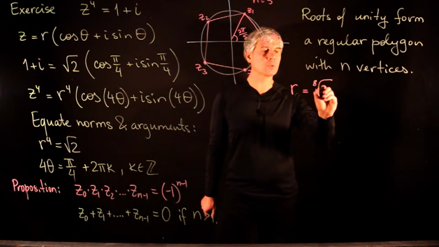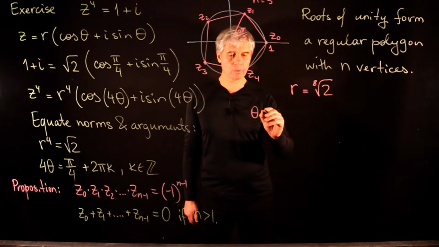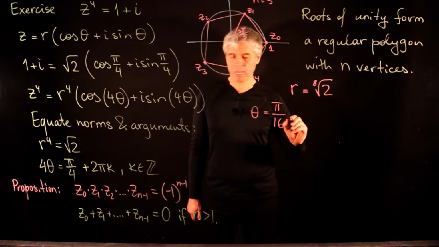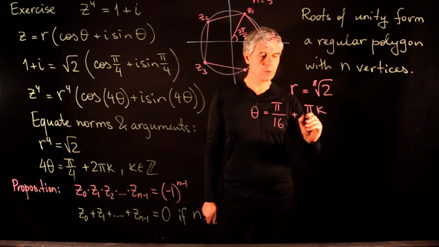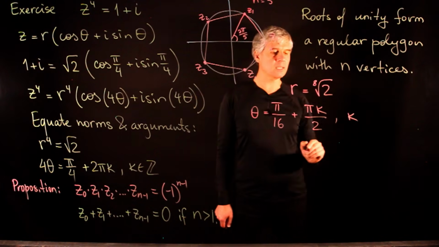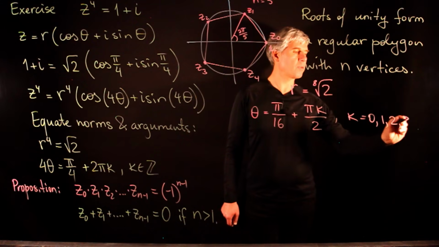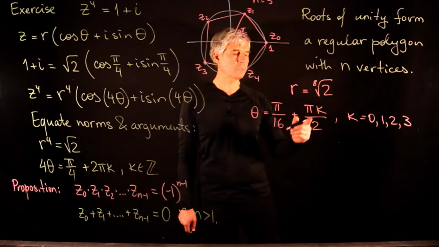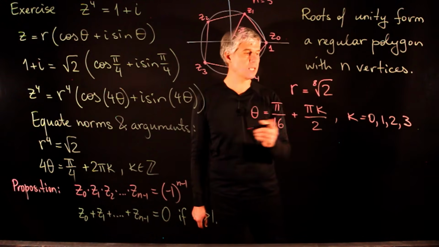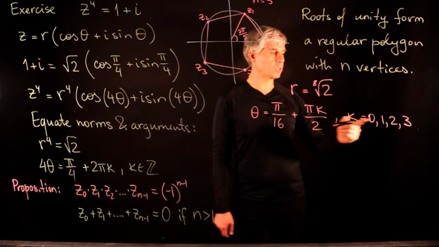r is equal to the 8th root of 2. And the equation for theta is now solved by dividing by 4. So we'll get theta is equal to pi over 16 plus pi k over 2. And now, what are the distinct values of k? So k could be 0, 1, 2, 3, and when k is equal to 4, this will give us 2 pi. And so this will be the same as the case when k equals 0. So what we get is that there are only 4 solutions here.